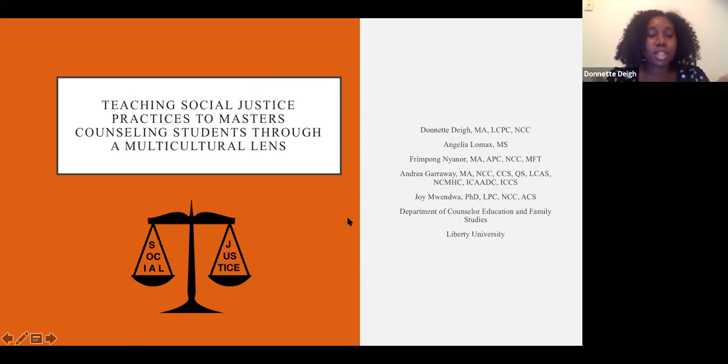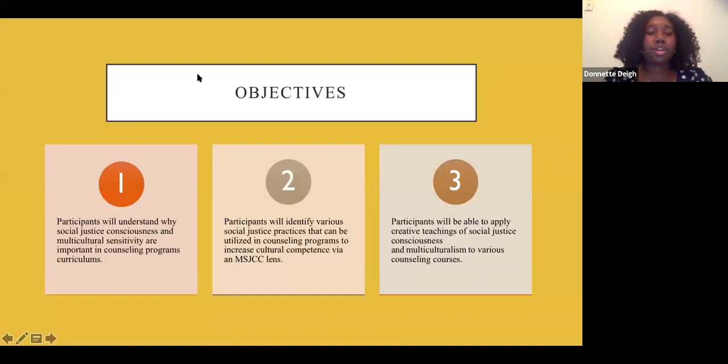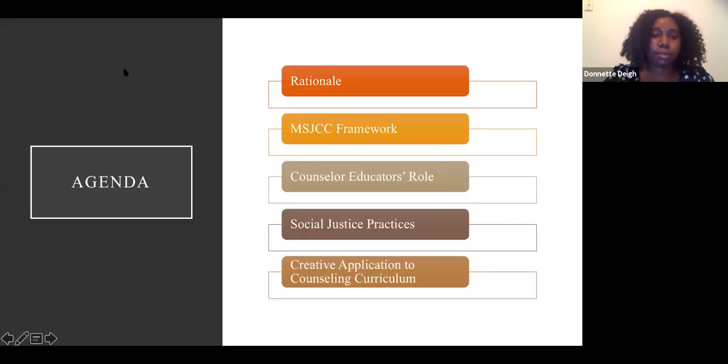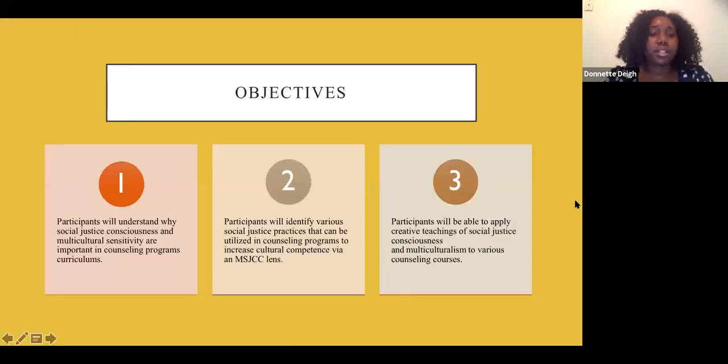All right, so let's get started. We have 3 objectives here for you today. The first objective is we want you all to understand why social justice, consciousness, and multicultural sensitivity are important in counseling program curriculums. We'll talk about that a little bit when I discuss the rationale and the agenda later.